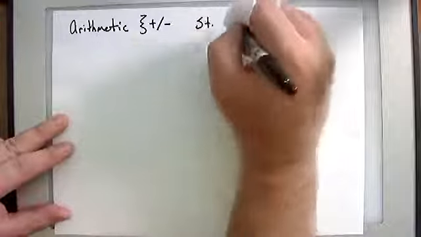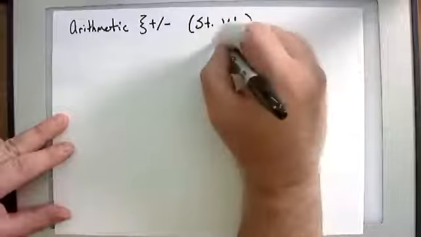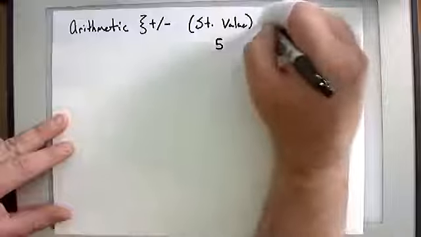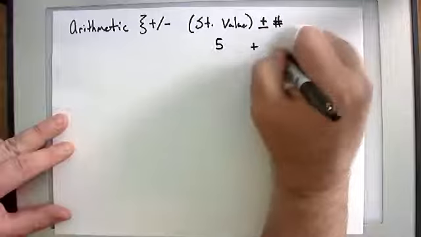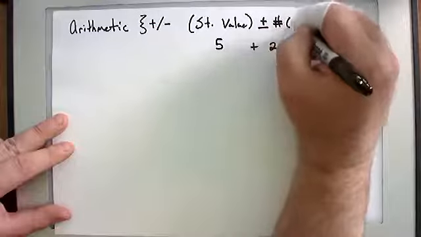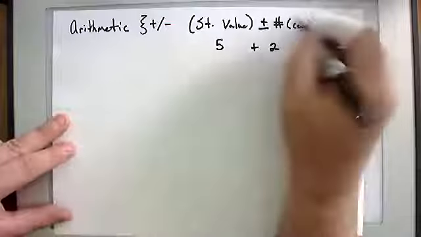What you have here is your starting value. That's what we started with. In the last one we started with 5. And then we add or subtract some number. In our case, we added 2. And then times the count. And that almost makes it more complicated than it needs to be.